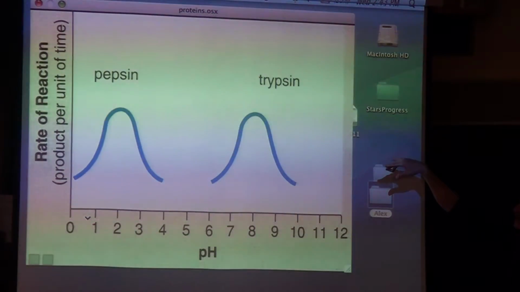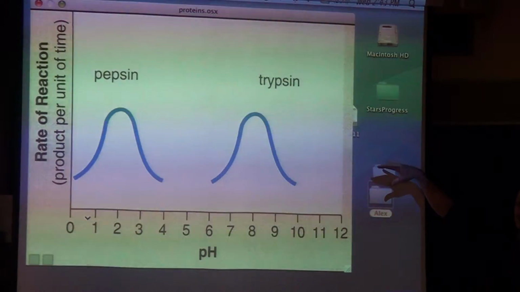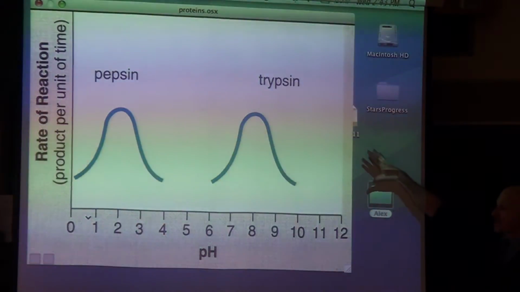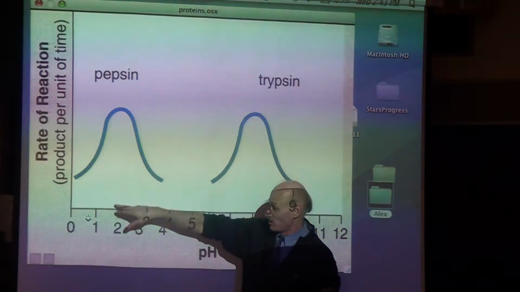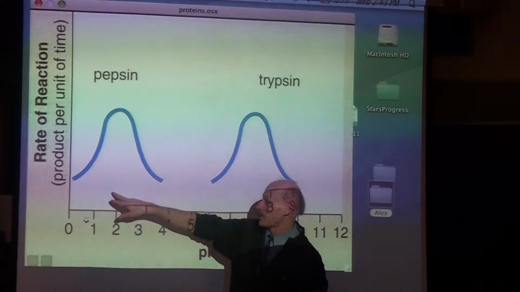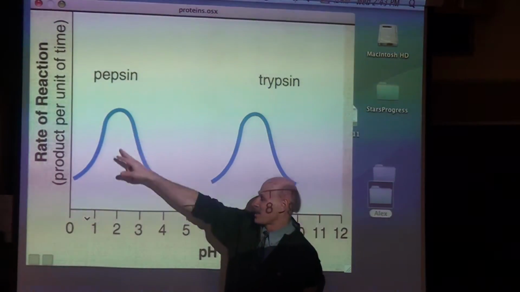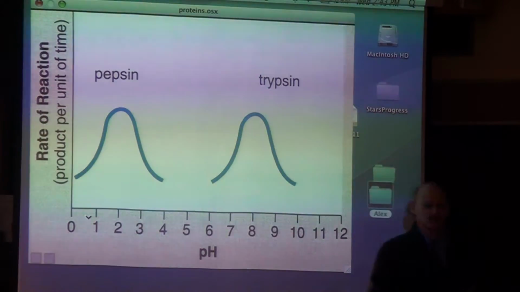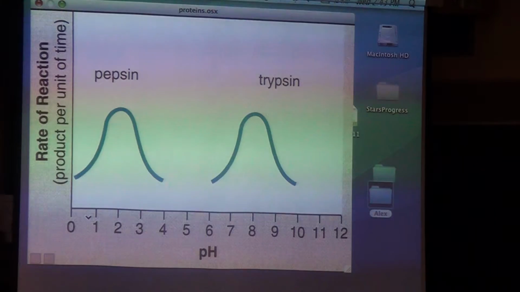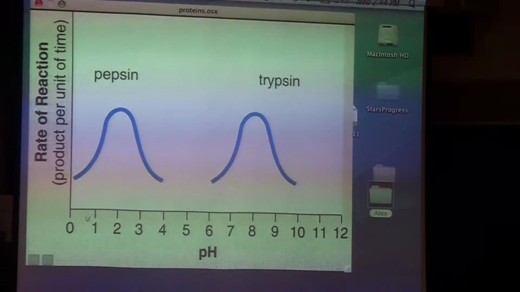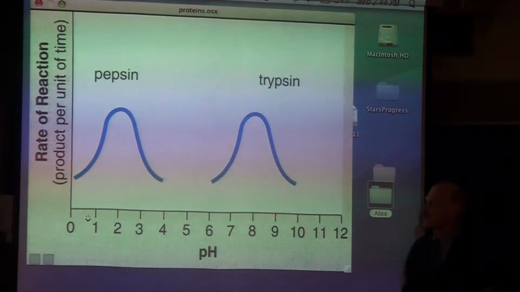What part of your body has a much lower pH? More acidic pH? Your stomach. Your stomach does, right. And so enzymes you find in your stomach will have an optimum pH a lot lower than 7.5, and that's what pepsin is. It's the stomach enzyme, optimal pH around 2. What do you think its optimal temperature is for pepsin? 37. Probably 37, because your stomach is still body temperature.